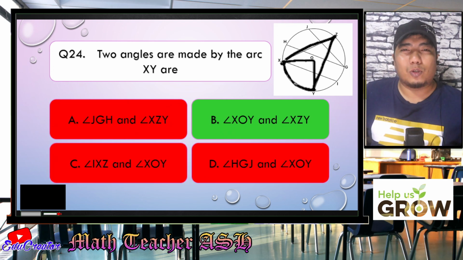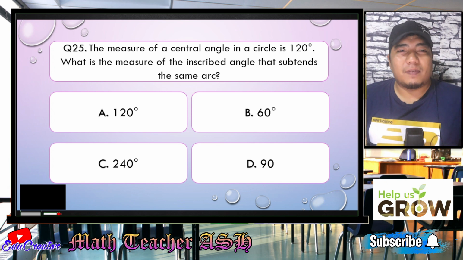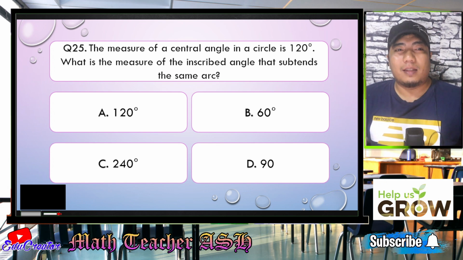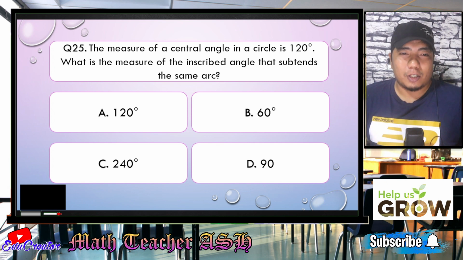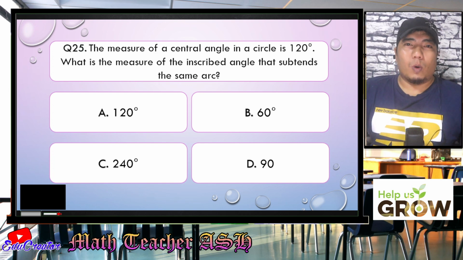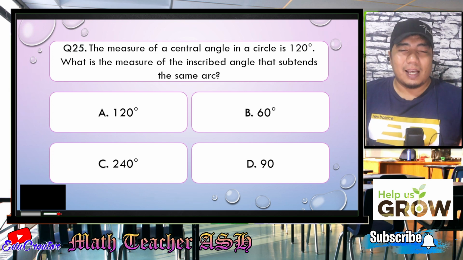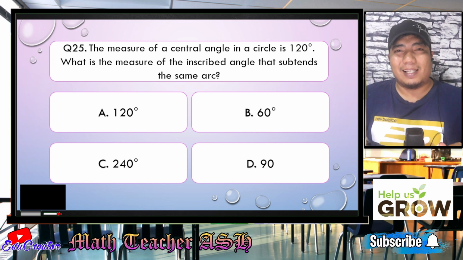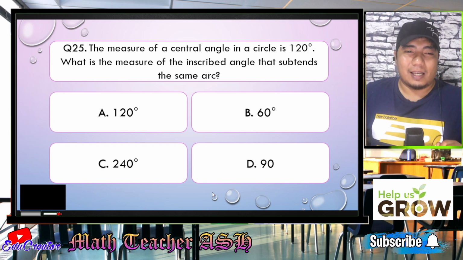Now let us go to question number 25. The measure of a central angle in a circle is 120 degrees. What is the measure of the inscribed angle that subtends the same arc? Is it A, 120 degrees, B, 60 degrees, C, 240 degrees, or D, 90 degrees? I'll give you 5 seconds to think about your answer.